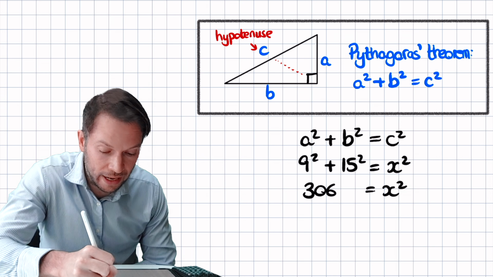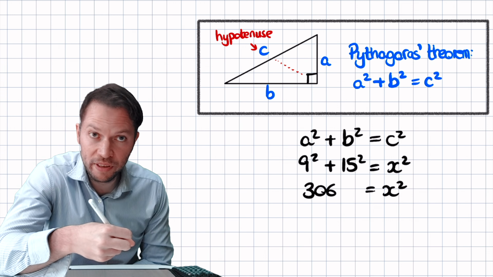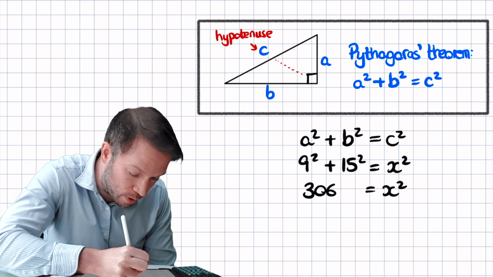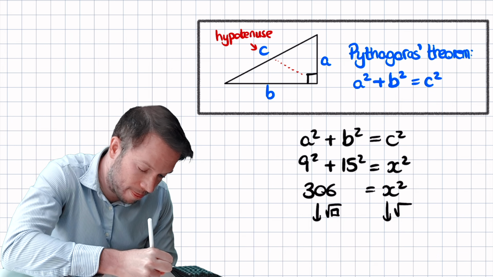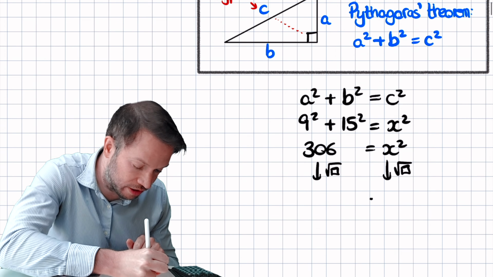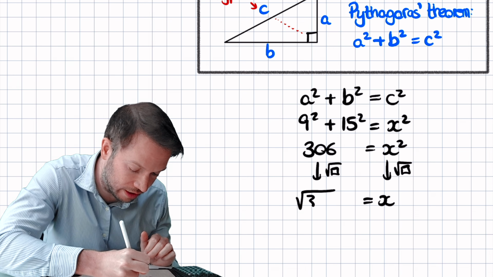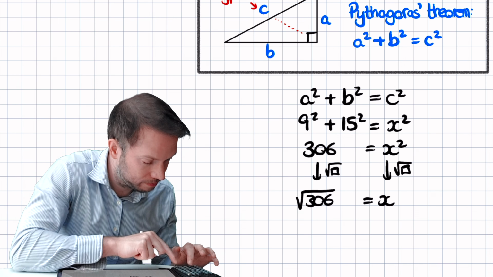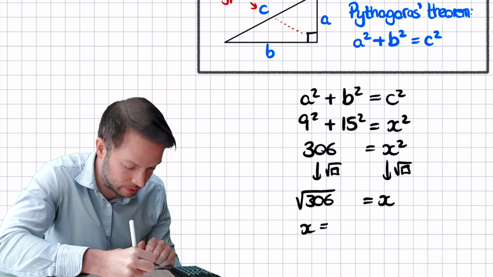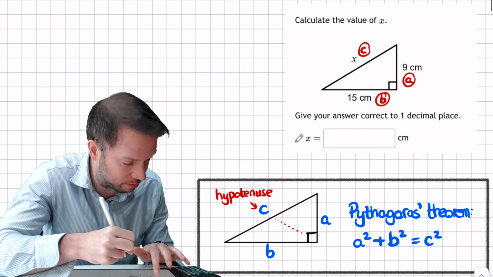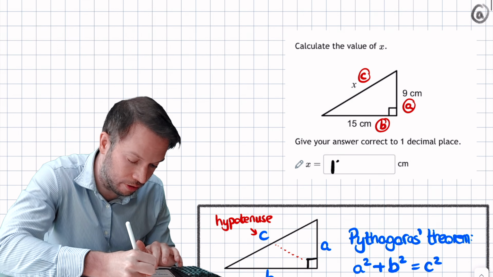Now, we need to work out x. Currently, x is being squared. How do you get rid of that squared? Well, you do the opposite, you square root it. So if we square root both sides of the equation, then on the right-hand side, we just get x. And on the left-hand side, we do the square root of 306. And if we do that, we get 17, and how many decimal places do we want? We want one decimal place. It's just 17.5 centimeters. And that is the final answer.